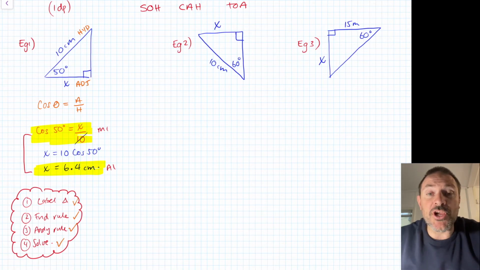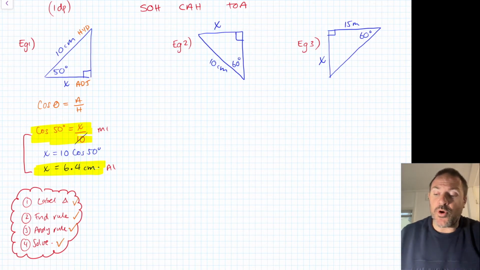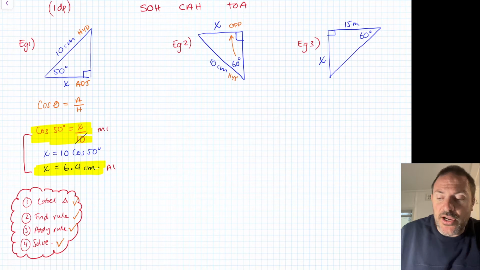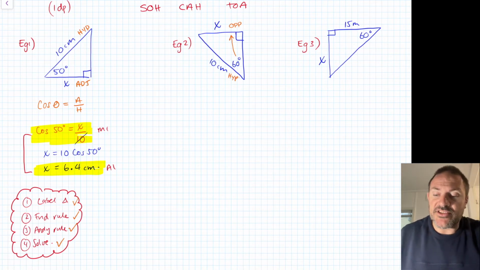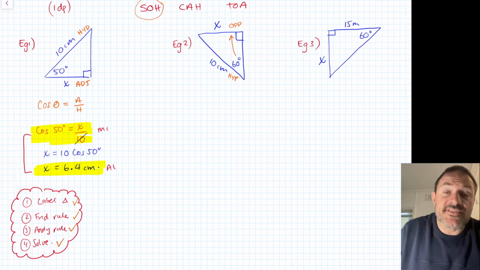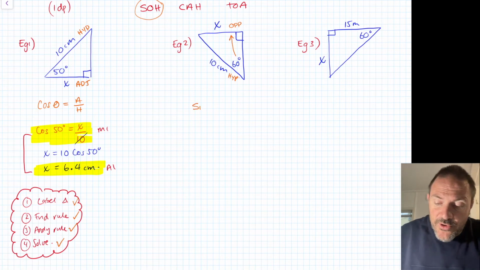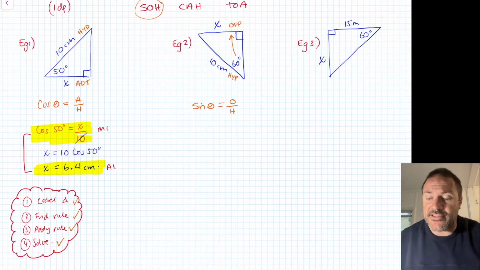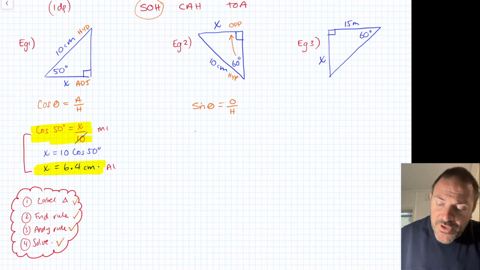Okay, how'd you go for question 2? So question 2, in regards to the 60 degrees, we have the opposite side in addition to the hypotenuse side. Okay, so O and H, that looks to be sine. So I'm going to write down sine theta equals my opposite over my hypotenuse. Again, you don't really need to write that down. If you want to sub straight into it, go for it.